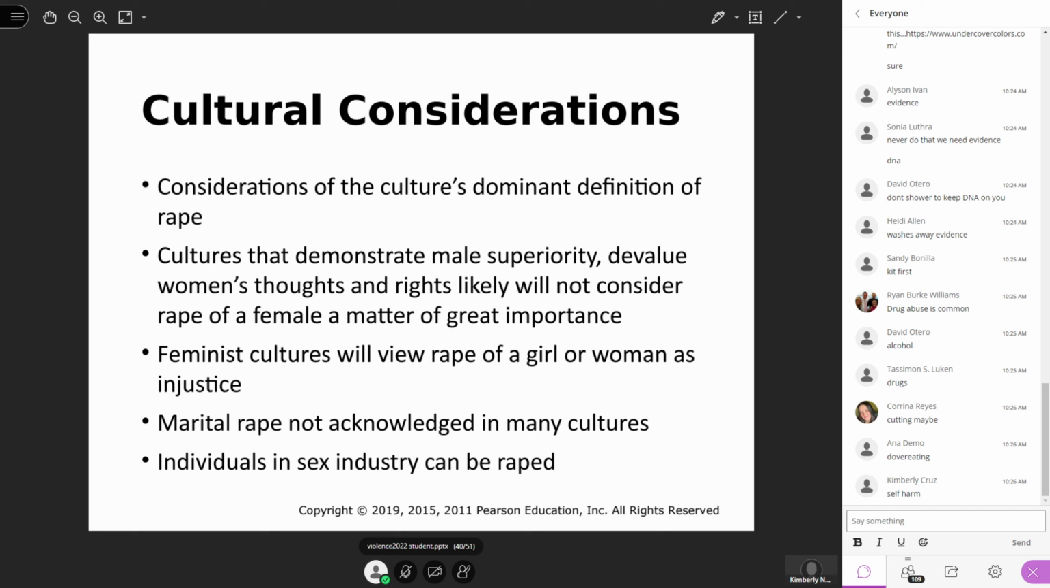Okay. A lot of times people might think that only women are the ones who are being raped. That is not true, right? And some cultures feel that a woman is a possession and that they have a right to do whatever they want to that person. Okay.